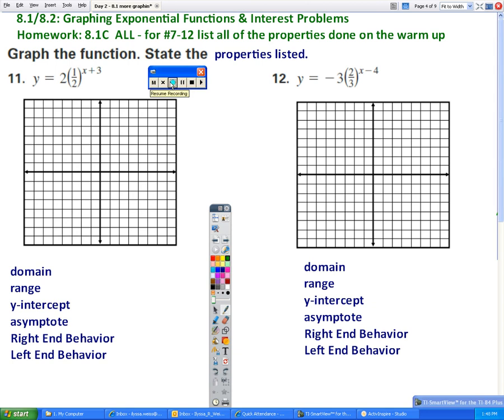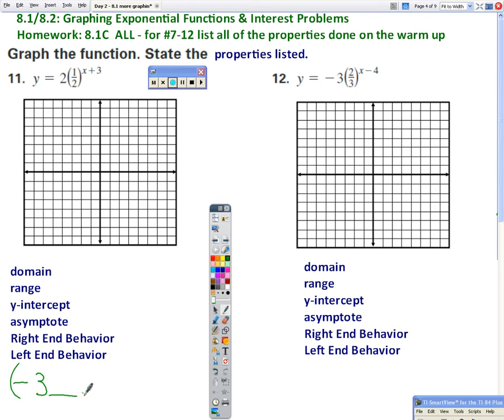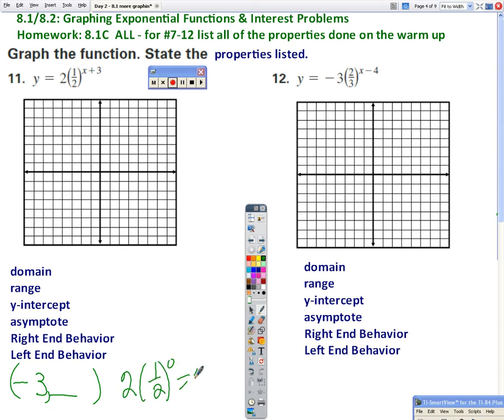So for number 11, I need to choose -3 as the x value of my key point. When I plug that in, I'm going to get 2 times 1/2 to the 0, which is 2 times 1. So I'm going to plot (-3, 2). My asymptote's at 0.